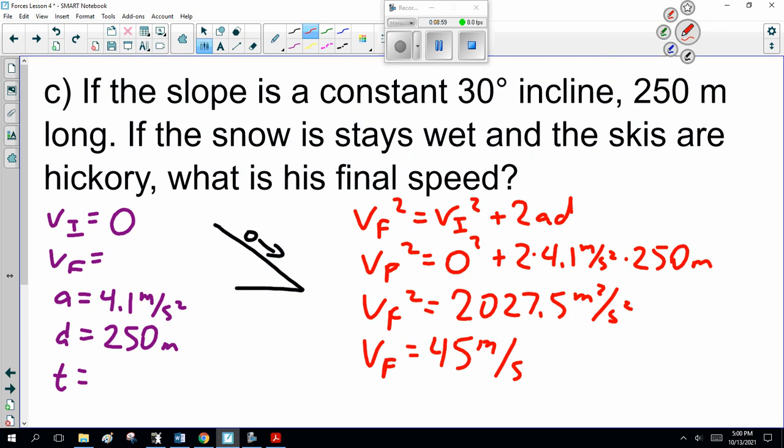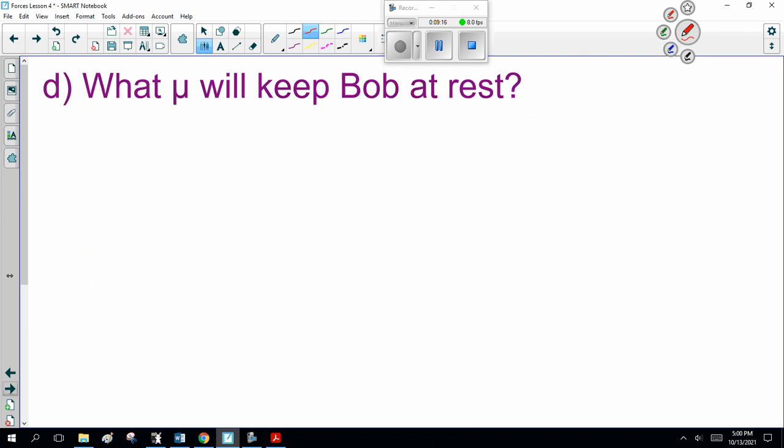So, slow down. Slow down. And I don't want to do the medical co-response for that. Not good. All right? So, typical question. We've done a bunch of these. You've shown me you can do it. I don't want to really do anymore. But, last question. What mu or coefficient of friction will keep Bob at rest? It's the spring or the fall. He hits a rough spot. He hits some dirt. The snow's thin, so he hits some dirt. Higher coefficient of friction. What mu will keep Bob at rest?